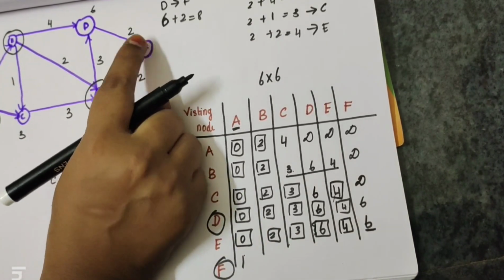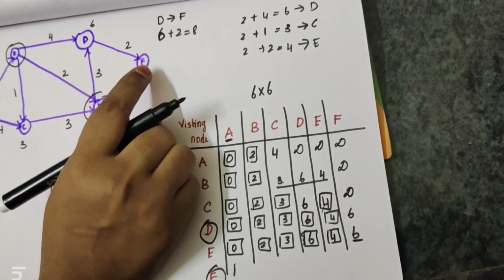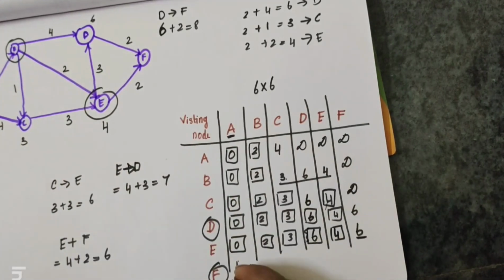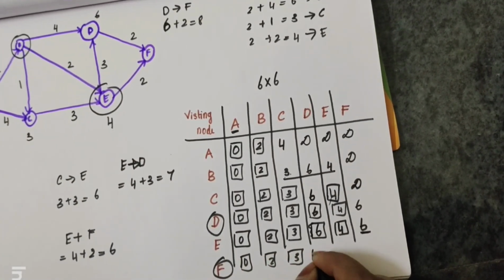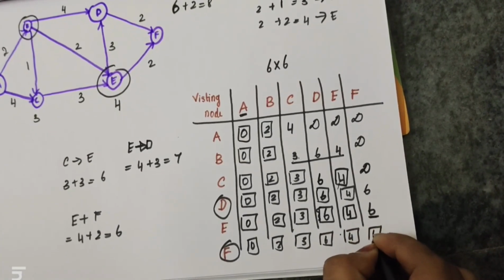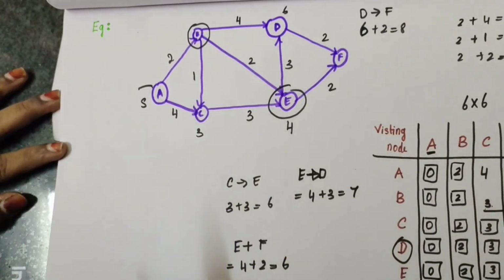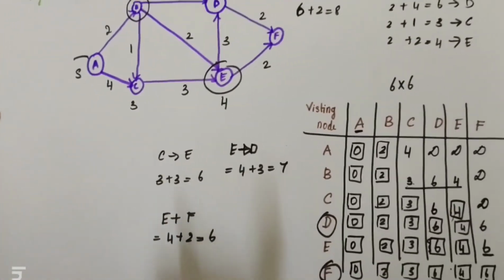We can notice that from F there are no other vertices to which F is pointing. So we'll stop with this. Finally, since I said earlier, I am taking the shortest path from a single source.